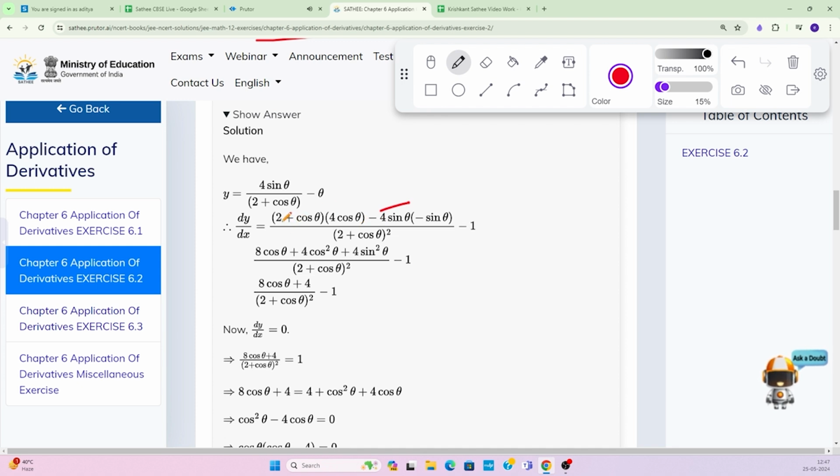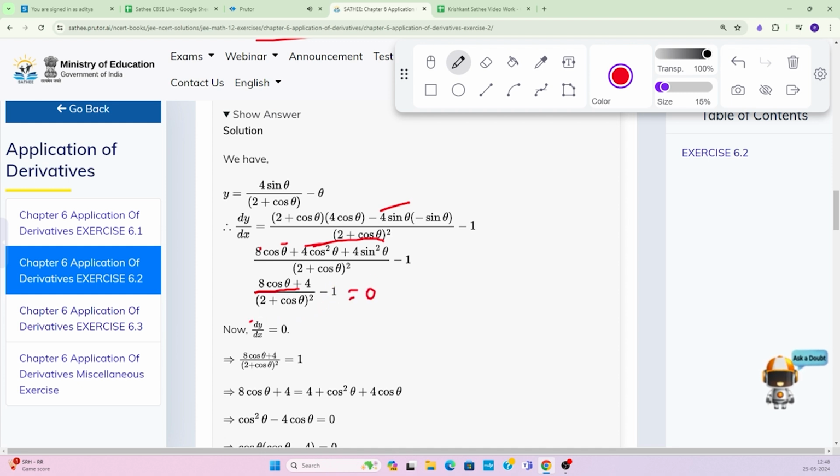What you will have: 8 cos theta plus 4 cos square theta, and plus 4 sin square theta. Add these terms and you will have 4 multiplied by cos square theta plus sin square theta, which becomes just 1. So it will be 4. Simple. Now 8 cos theta, take 4 common, then it will be 4 times 2 cos theta plus 1, then minus 1, then put it equal to 0.